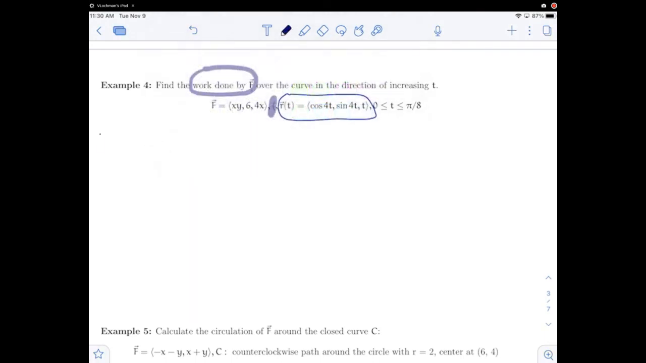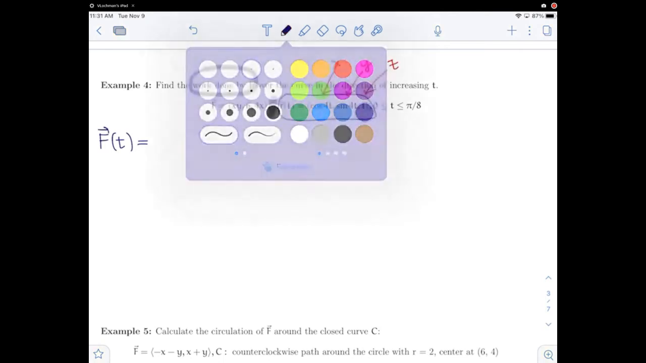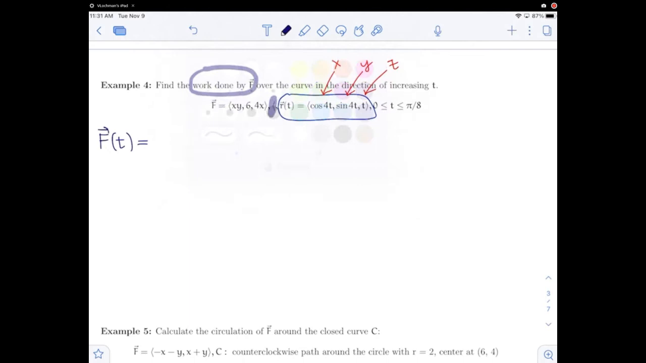So let's rewrite our vector field in terms of t. Let me remind you that this is x, this is y, and this is z. Now we can rewrite our vector field in terms of t only. X times y is cosine 4t times sine 4t. Then 6 stays as is. And then 4 times x, that's 4 cosine of 4t.